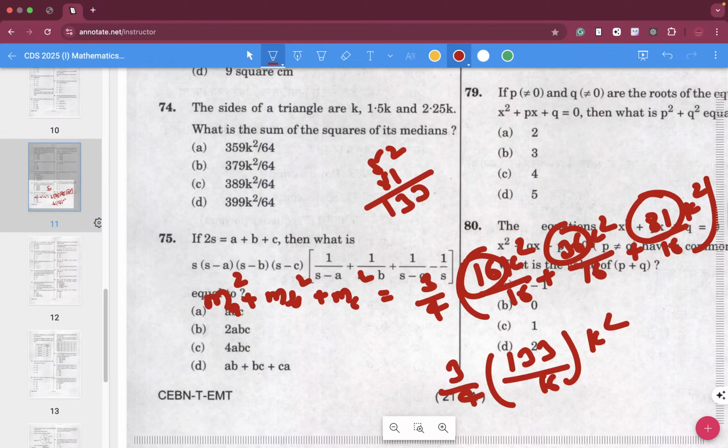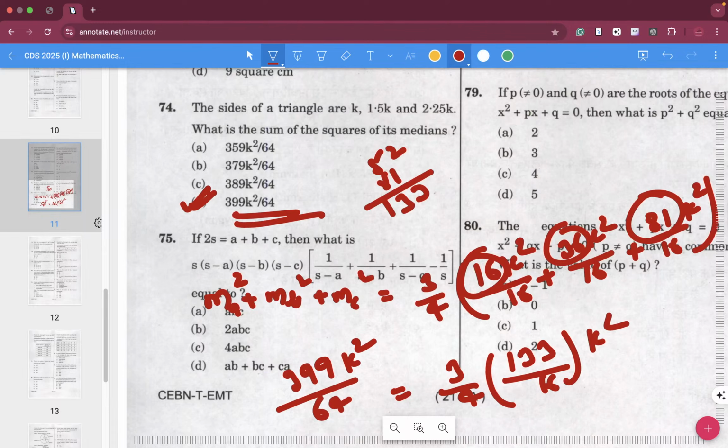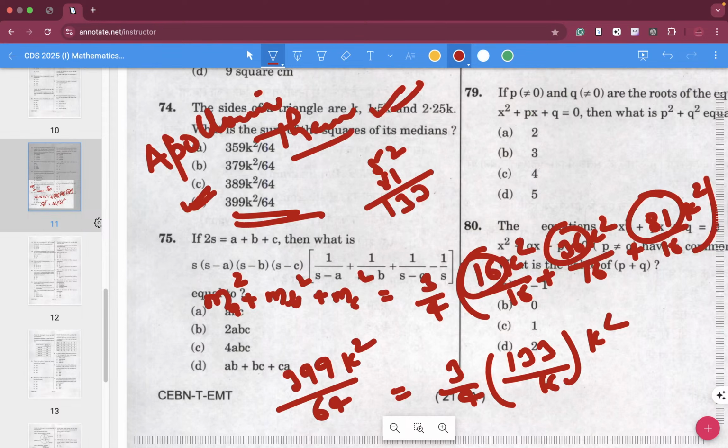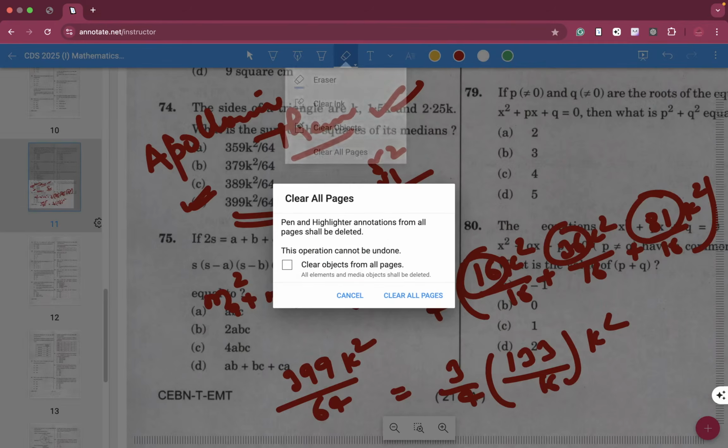Okay, so now if you solve for this, you will be getting 399 by 64 k square, folks. 399 k square by 64. You have answer D over here. Are you guys with me? Are you guys appreciating these questions? Apollonius theorem is the heart of this particular question.